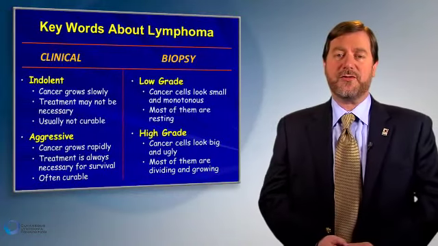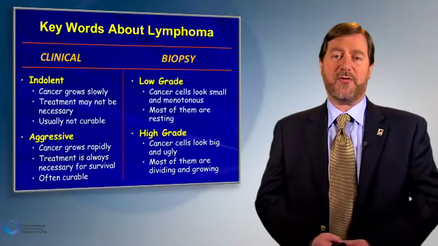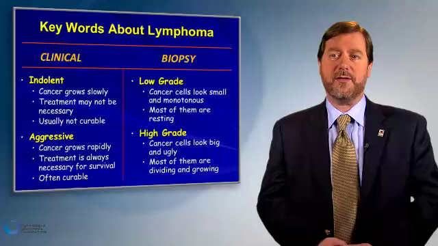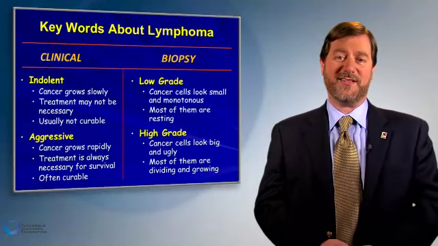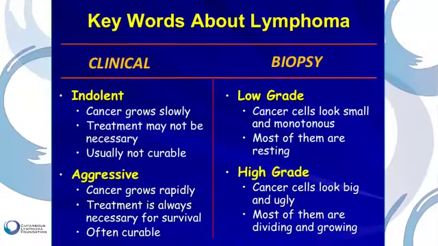So as far as the definition of terminology, I want to describe briefly for you the distinction between indolent, aggressive, high-grade, and low-grade disease in lymphoma. So indolent means a cancer that grows slowly. Treatment may not be necessary, particularly with stable disease, and these malignancies are typically not curable. Aggressive, on the other hand, is a clinical term that indicates that the cancer is growing rapidly. Treatment is always necessary for survival, and these patients are often curable.